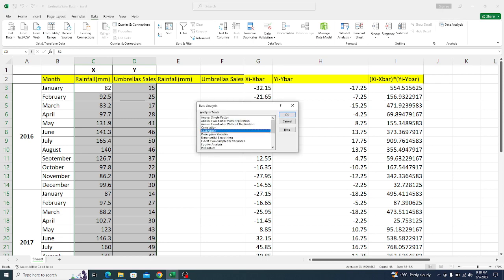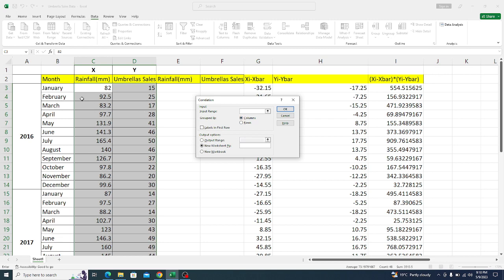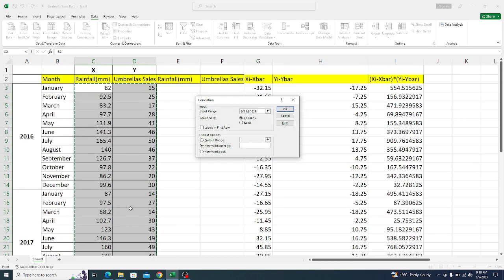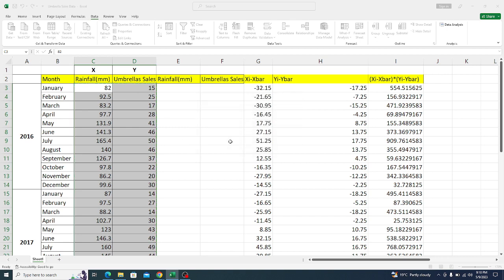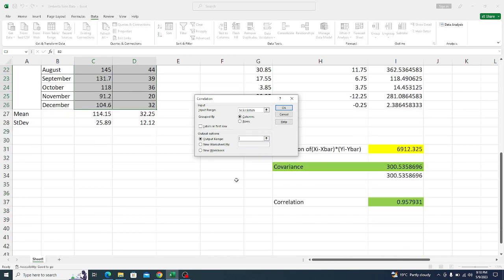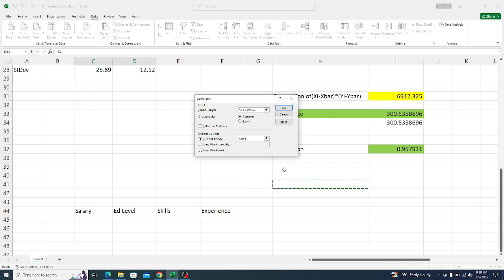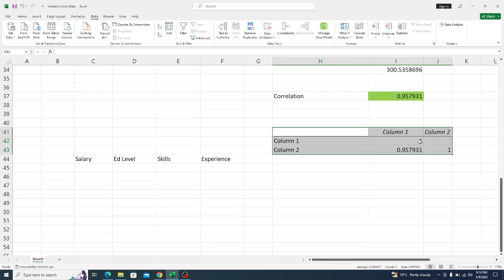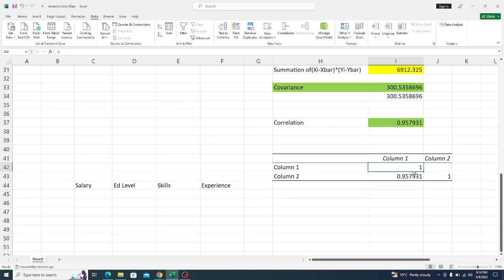Okay, then I'll go to correlation, and under correlation I will select my variables. You can even highlight more than two variables. Okay, and I want my output to be just here. Okay, and then run. So with that, you can see we have a correlation matrix.